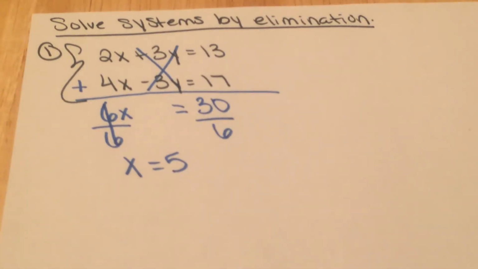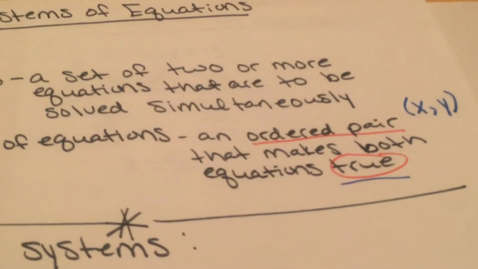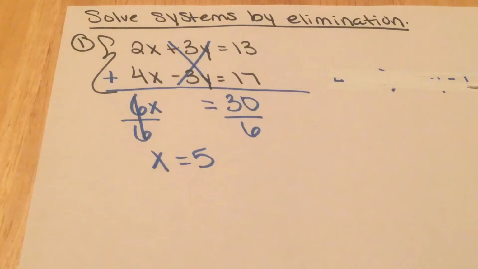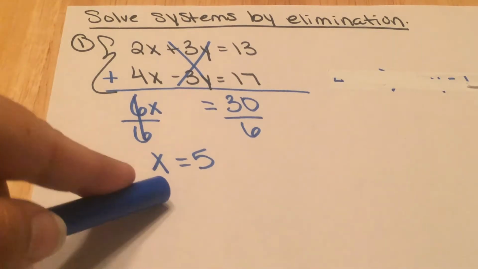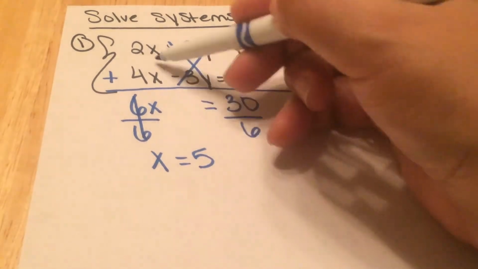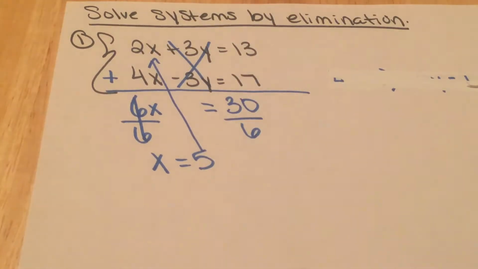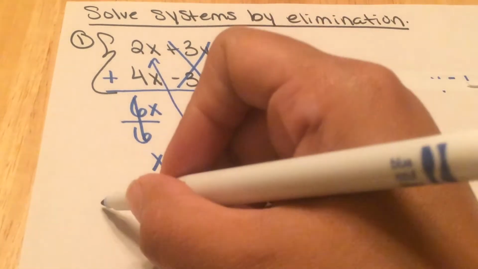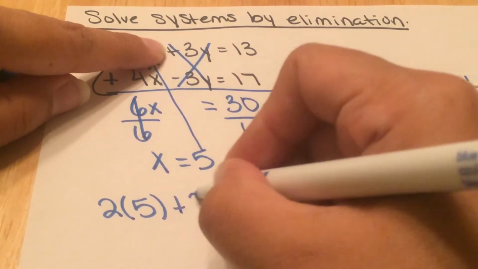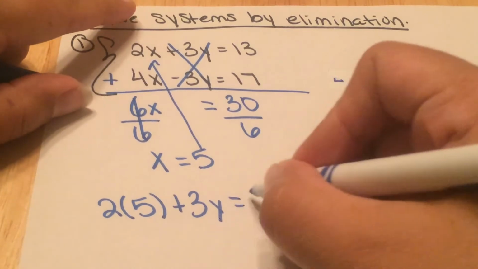But again, that crazy definition is coming back to us. It has to be an ordered pair. It has to have an x and a y. Now that we found x, we're going to have to substitute it back into either one of the equations. It's not going to matter which, so I'm just going to use my top equation. So I'm going to substitute this 5 back in to where my x is. So I'm going to get 2 times 5 plus 3y equals 13.